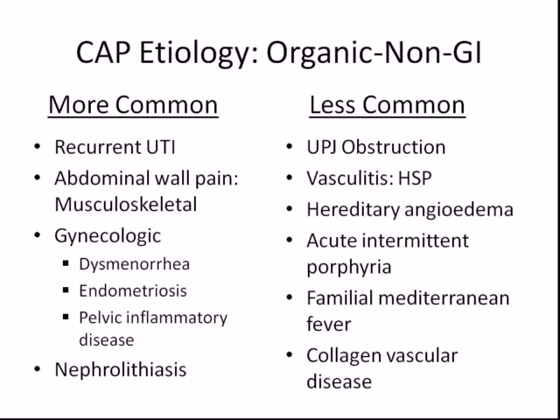Non-GI causes of chronic abdominal pain include recurrent urinary tract infection, abdominal wall pain that's attributable to musculoskeletal phenomenon, gynecologic conditions like dysmenorrhea, endometriosis, and pelvic inflammatory disease, and nephrolithiasis. Less common non-GI causes include UPJ obstruction, abdominal vasculitis like HSP, hereditary angioedema, acute intermittent porphyrias, familial Mediterranean fever, and collagen vascular disease.